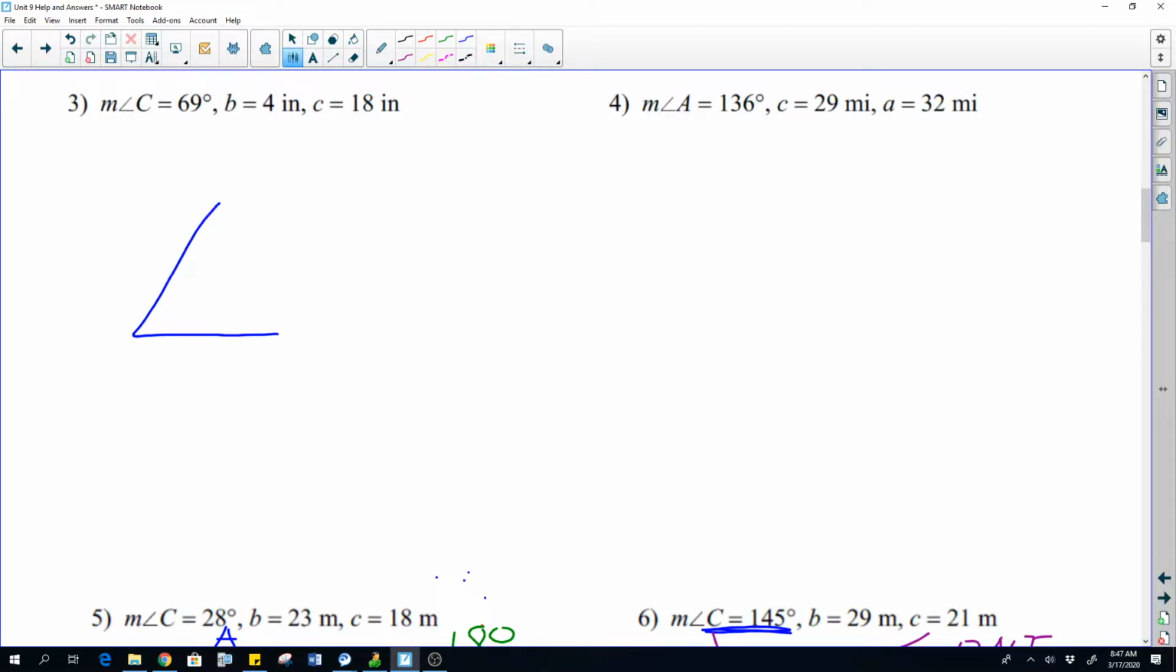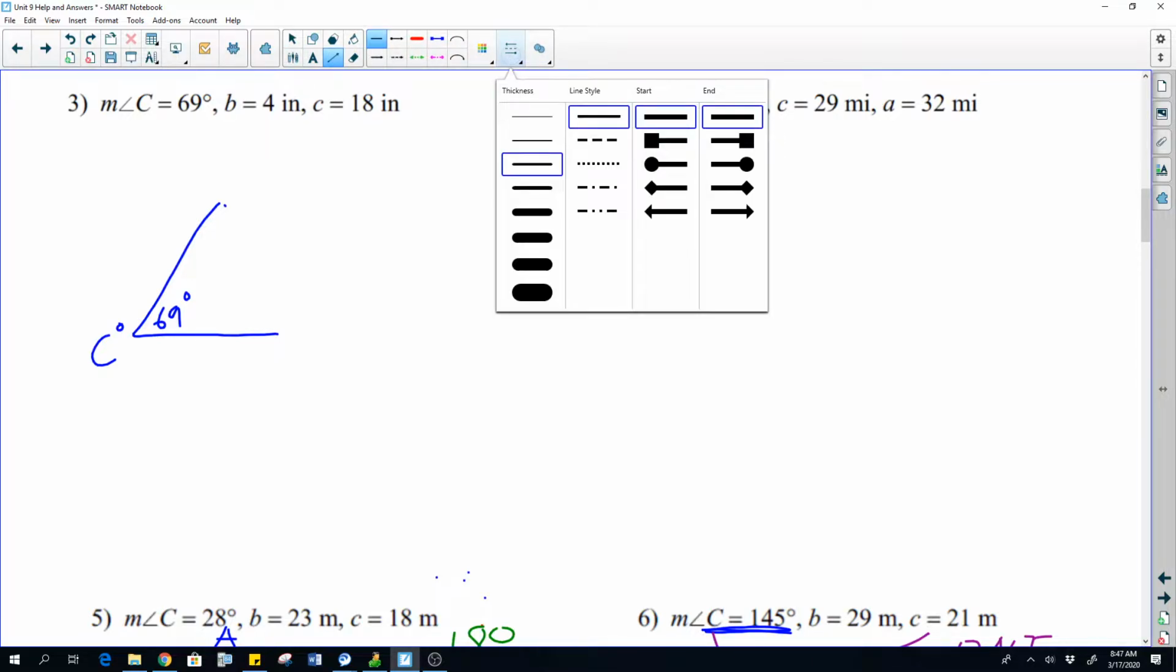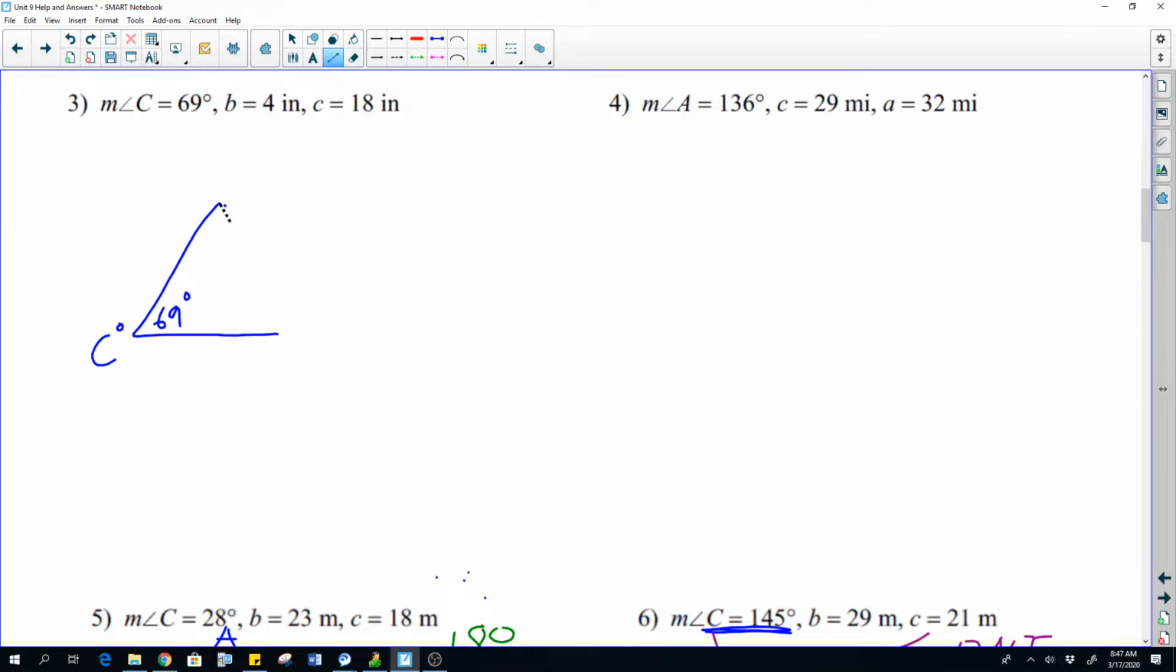Probably 1, if you looked at the last video, because I showed the answer key in the last video. So 69 degrees, we'll call this angle C, because that's what they first give us. And then across from angle C, we draw a line, making sure it's straight. There we go. Straight line, we got this.